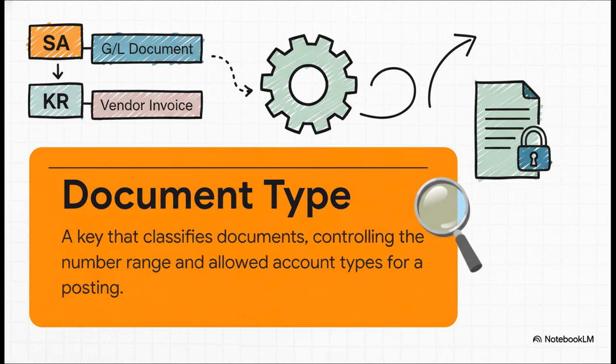The document type is the key to this whole process. It's just a simple 2-character code, like SA for a general ledger document or KR for a vendor invoice. But this tiny code is powerful. It tells SAP what kind of transaction this is, and that, in turn, kicks off the whole process of figuring out which document number it's going to get.